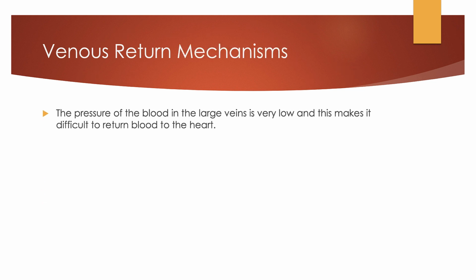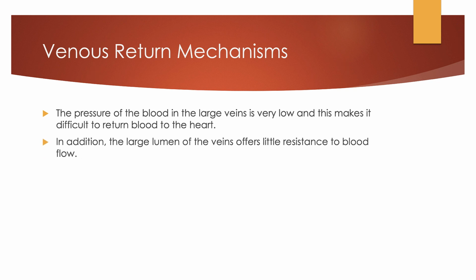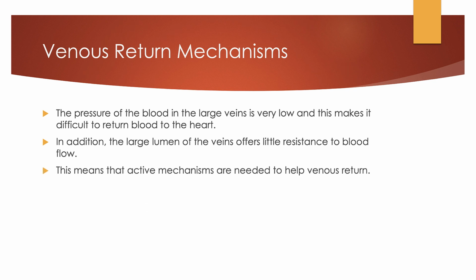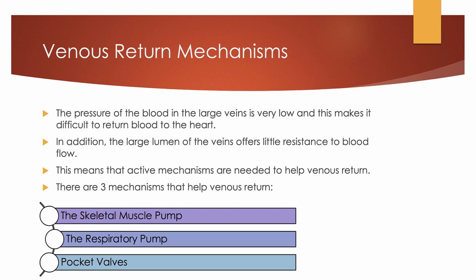Venous return mechanisms. The pressure of the blood in the large veins is very low, and this makes it difficult to return the blood to the heart. In addition, the large lumen of the veins offers little resistance to the blood flow. This means that active mechanisms are needed to help venous return. There are 3 mechanisms that help venous return: the skeletal muscle pump, the respiratory pump, and pocket valves.